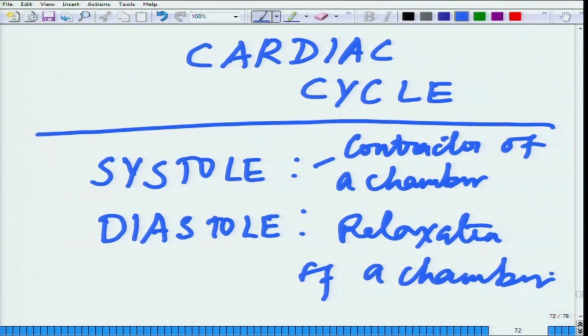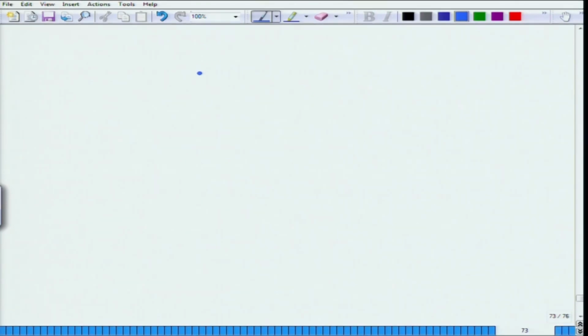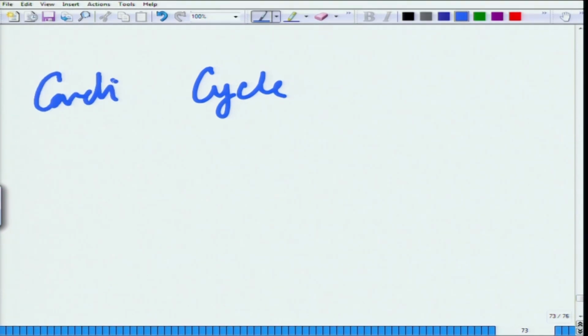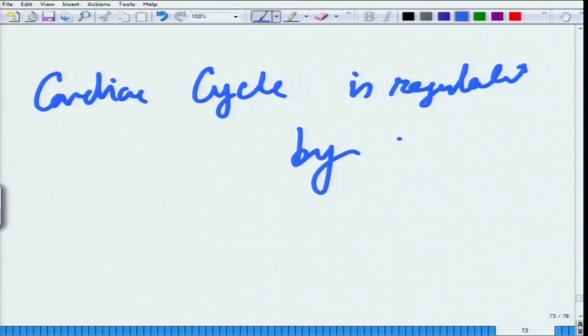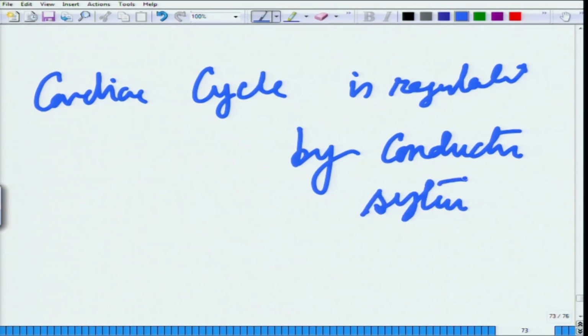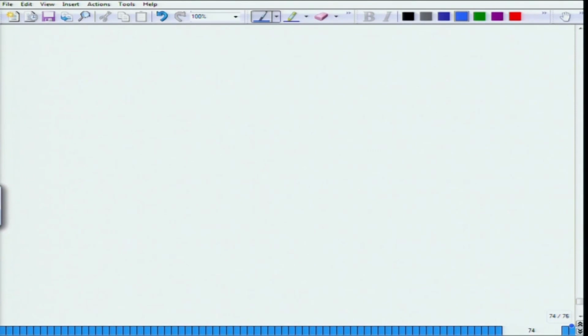This is what is meant by systole and diastole. So, the cardiac cycle is regulated by the conduction system. So, how is it being done? Let us systematically go through it step by step. One second.